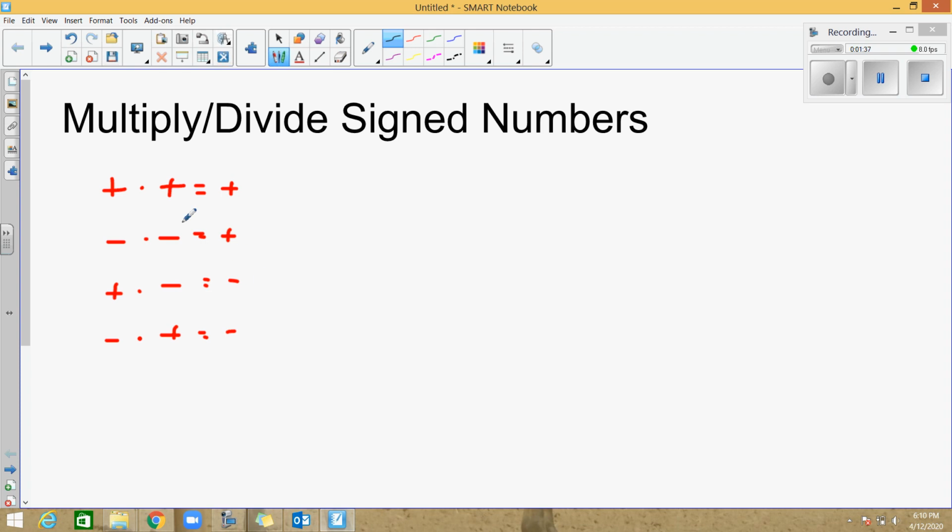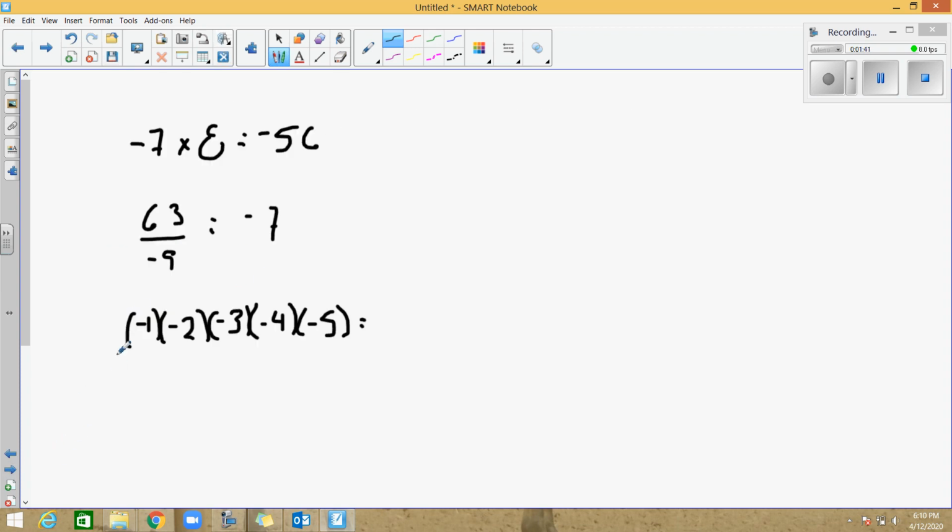So really, this helps us when we do a larger problem like this and says, well, there's a positive, and notice how I'm grouping these in pairs. So really what I can say is, if there's an even number of negatives being multiplied or divided, it's positive. If it's negative, that number will have an odd number of negatives. Well, in this case, 1, 2, 3, 4, 5 negatives gives me a negative answer.